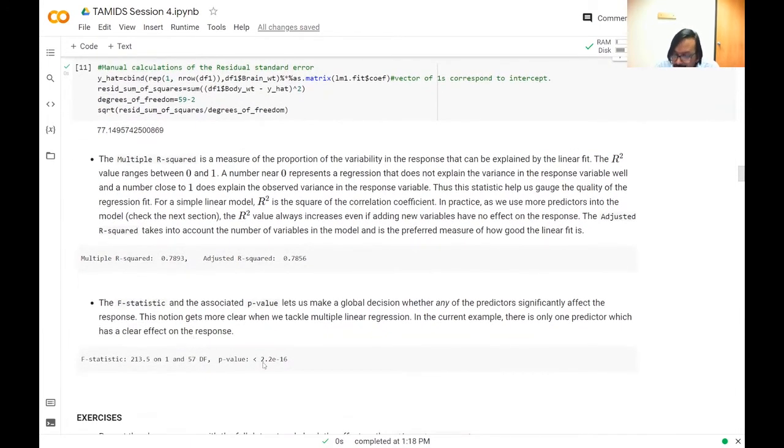Finally, we have another p-value and another statistic that lets us make a global decision whether any of the predictors significantly affect the response. This notion gets clearer when we tackle the next section where we actually have multiple predictors. In this case, we only have one predictor, and since the p-value is very small, we can say that there is very high evidence that the predictor has an effect on the response.